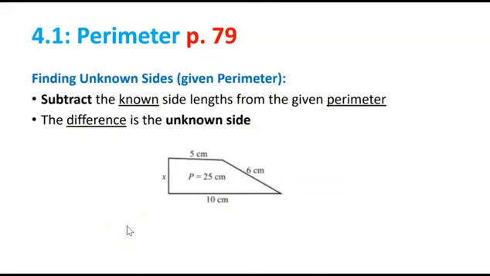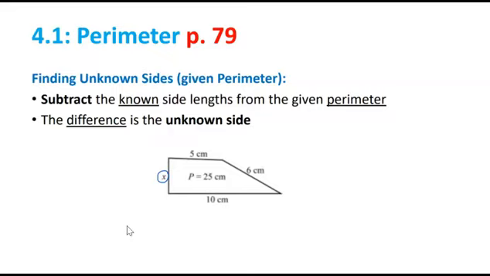The other kind of question that you'll face, and probably more popular in this course, is finding an unknown side based on the perimeter that you're given. So here we have an irregular shape. It's actually a trapezoid. So we're going to look for x. We see we have a missing side length. They've told us what the perimeter is.